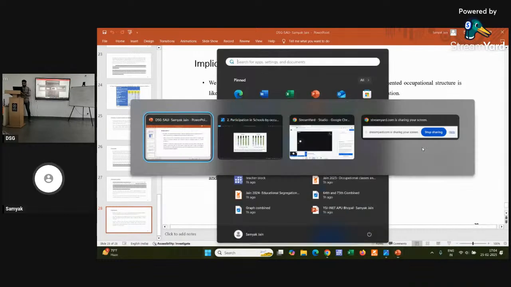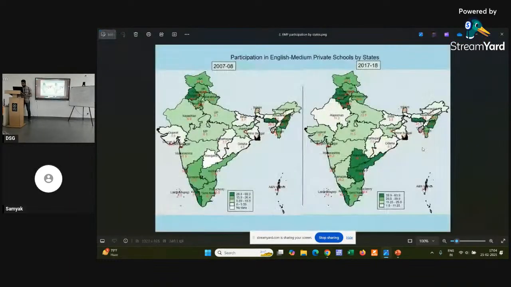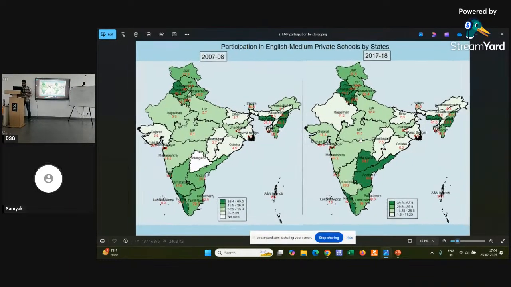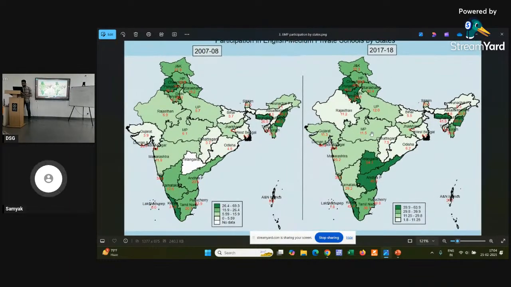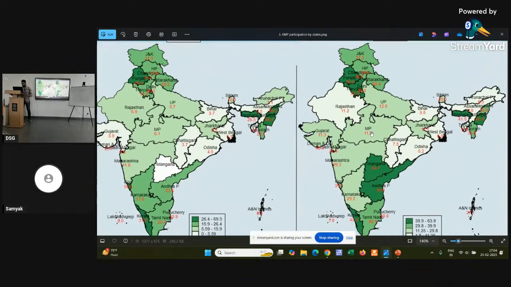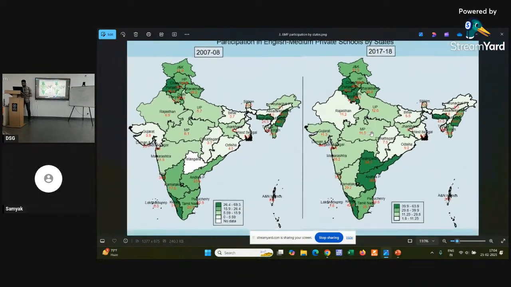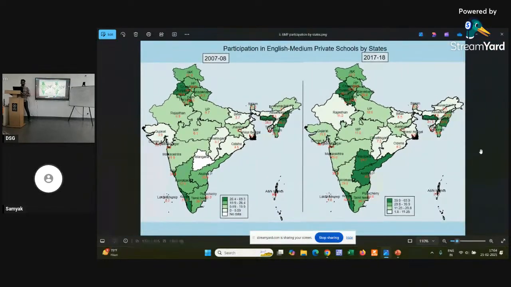Oh, by the way, one graph I forgot to show is that access or participation in private schools have actually improved for different states. You can see for Rajasthan from 6.9 it went to 11.2. For Odisha it went to 6.2. For Andhra and Telangana it rose massively. So yeah, that's where I am in my presentation.